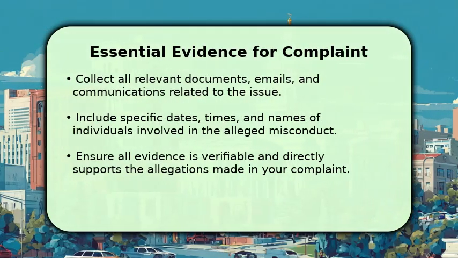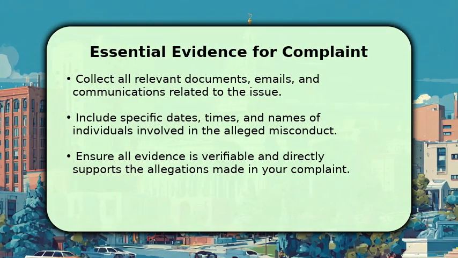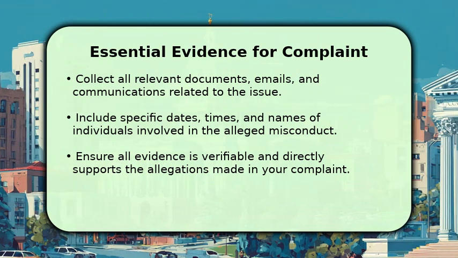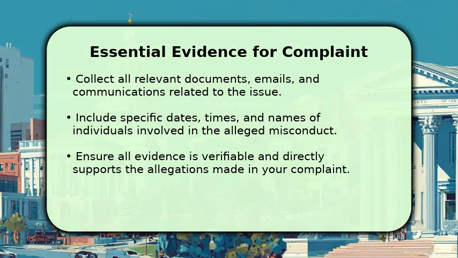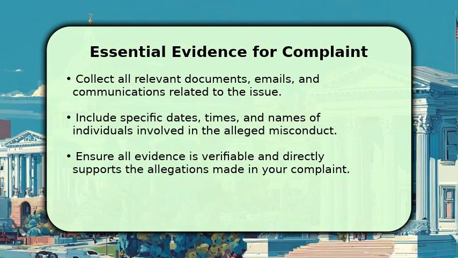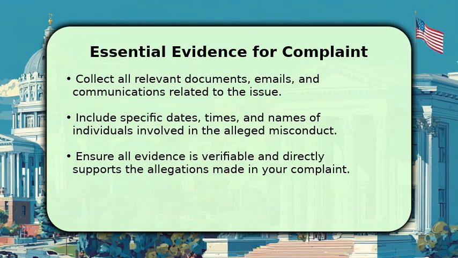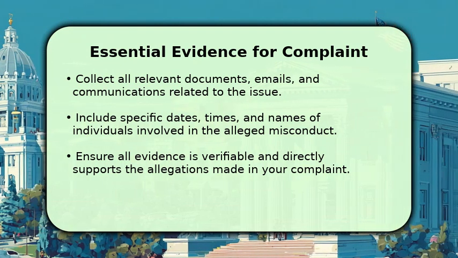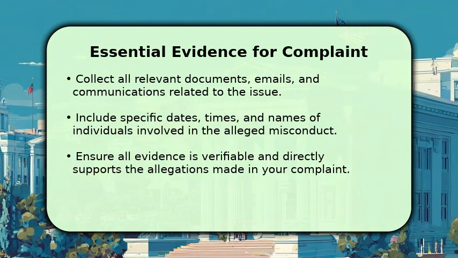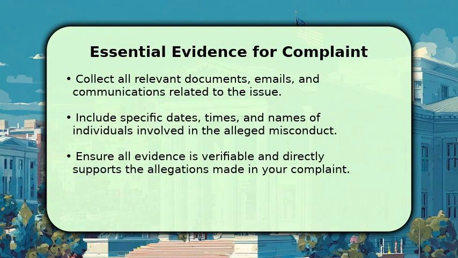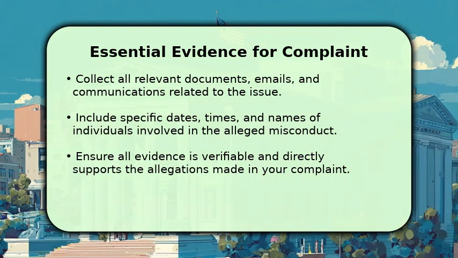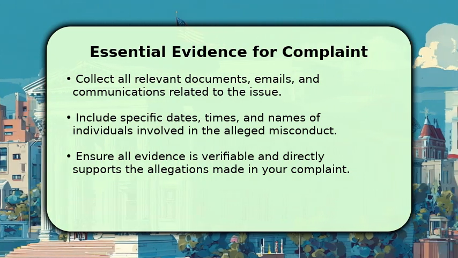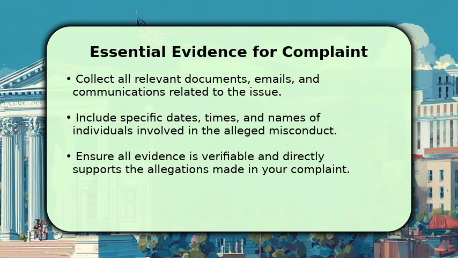Gathering robust evidence is a critical step. Collect all relevant documents, such as emails, financial records, or internal memos, that substantiate your claims. Be precise with details, including specific dates, times, and the names of all individuals involved. It's vital that all your evidence is verifiable and directly supports your allegations. Aim for at least 3 strong pieces of corroborating evidence to strengthen your case significantly.